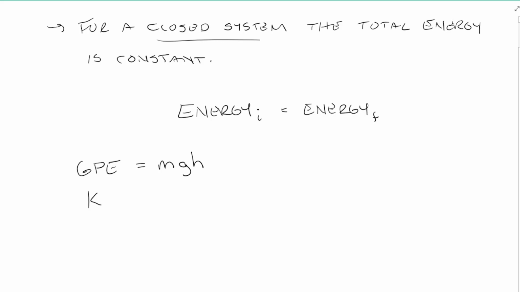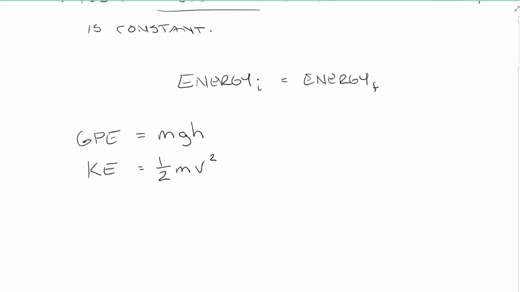If an object is moving, we have kinetic energy, and that is defined by 1/2 of the object's mass times its velocity squared. If an object has velocity, it is going to have kinetic energy.